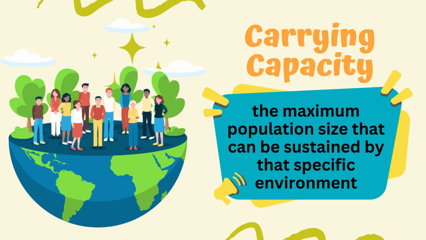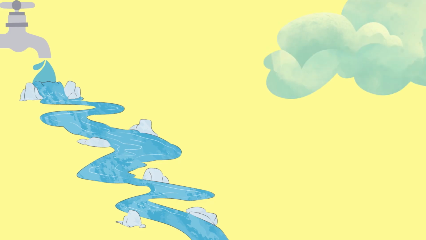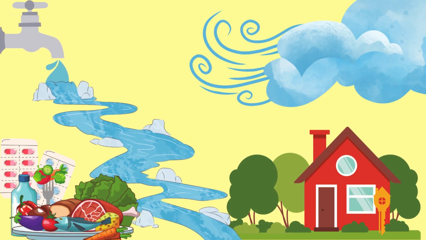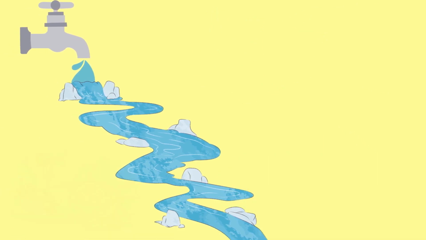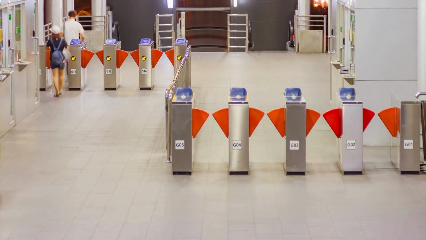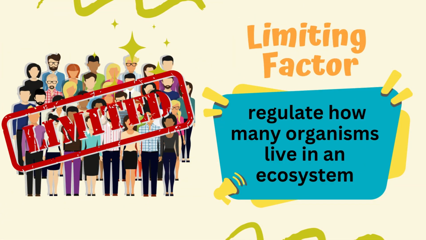Carrying capacity refers to the maximum population size that can be sustained by that specific environment. These include food, water, shelter, air, and medical care services. To support life in the long run, the population size should be controlled based on the limited resources of its environment. These are referred to as the limiting factors.